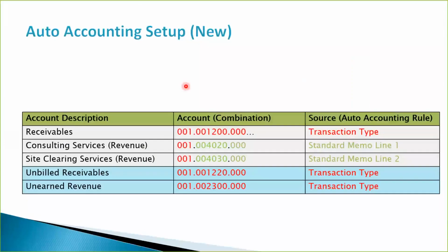What is the other thing we want to have at the transaction type? Unbilled receivables and unearned revenue. So for this, the whole combination we want to come from the transaction type. Okay. Now, if maybe you're using different unbilled receivables for different, let's say, revenue streams, then you can specify a particular natural account value to come from maybe a specific memo line. But in our case, we only have one unbilled receivables and one unearned revenue. So we want the whole thing to come from the transaction type.